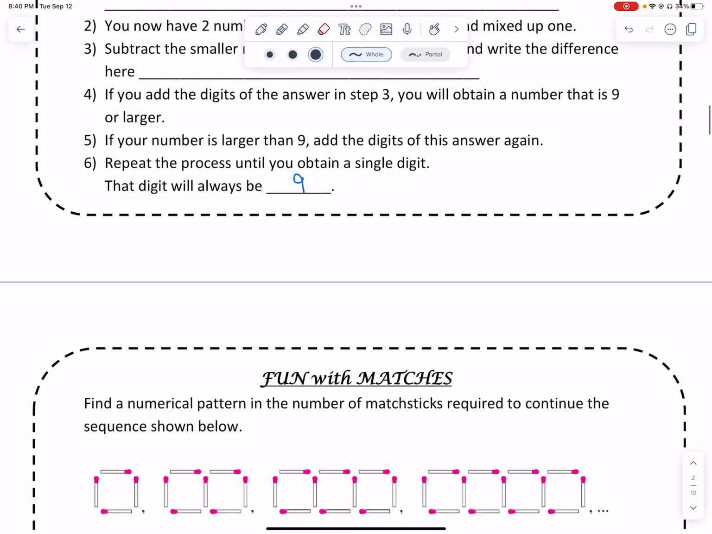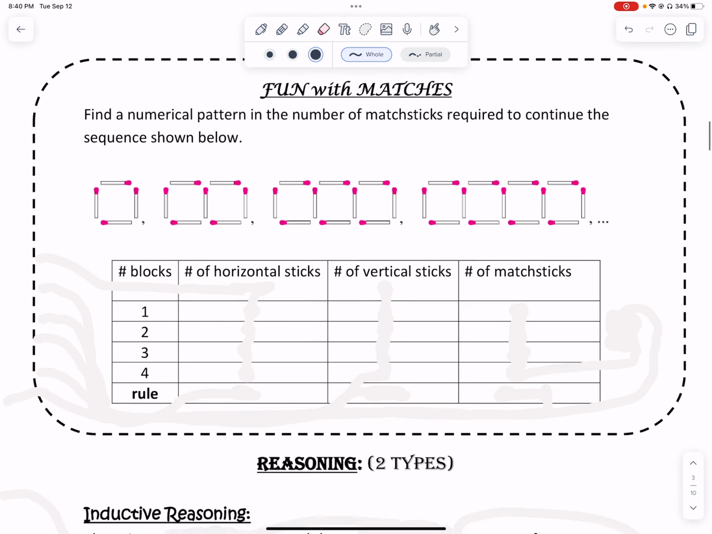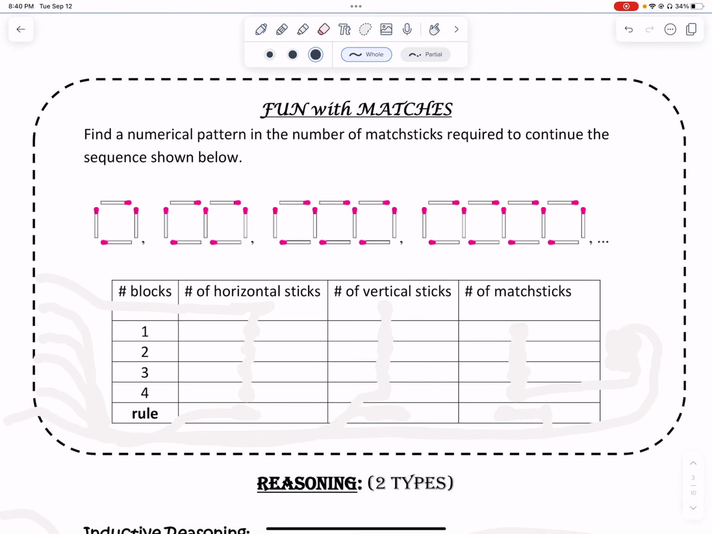All right, so that's a pattern. So now we are going to have fun with matches. Now, if you were teaching in elementary school, I don't know that you should bring in matches. You might want to do craft sticks, something that you can't burn, so your kids can't burn down the classroom. But anyway, we'll call it fun with matches.